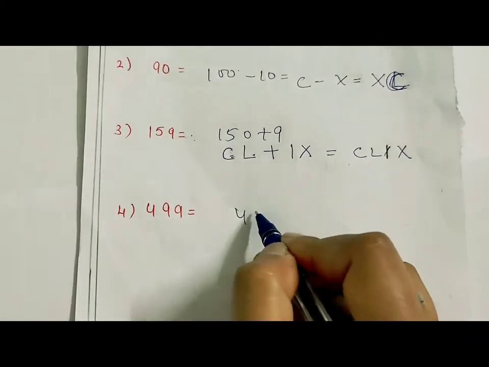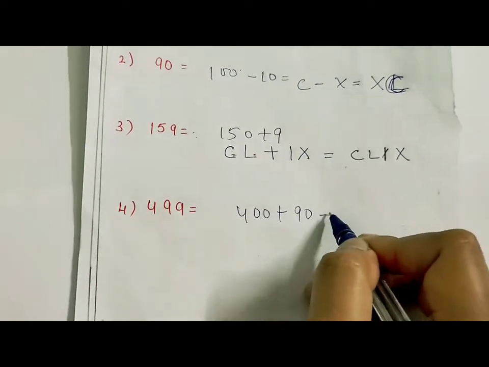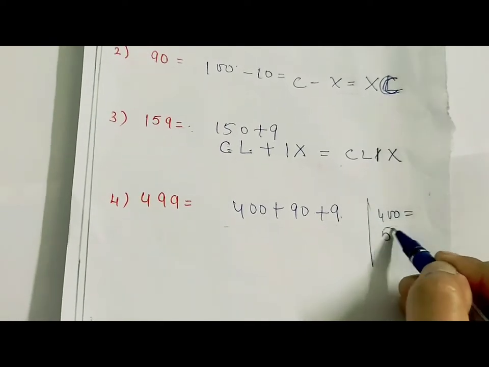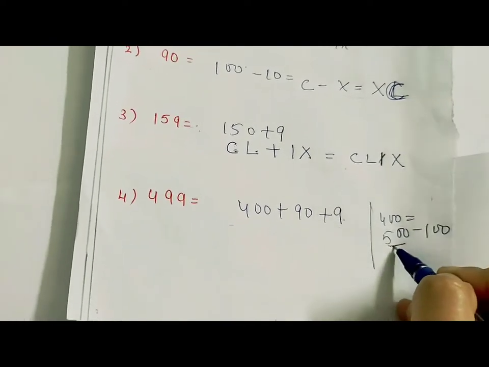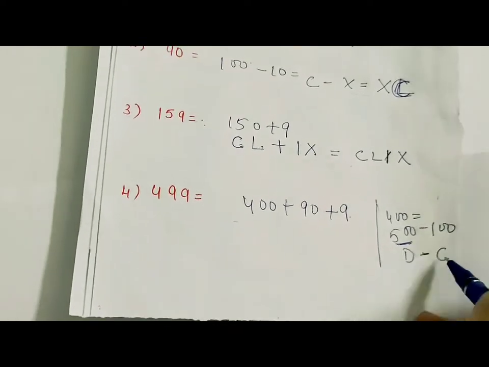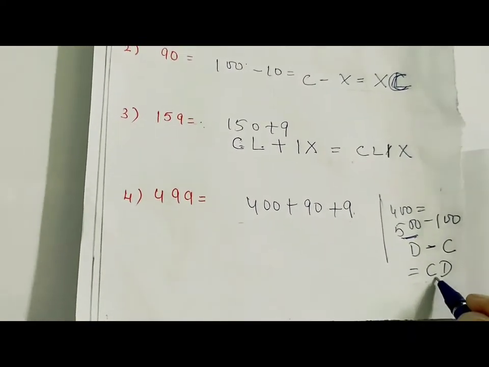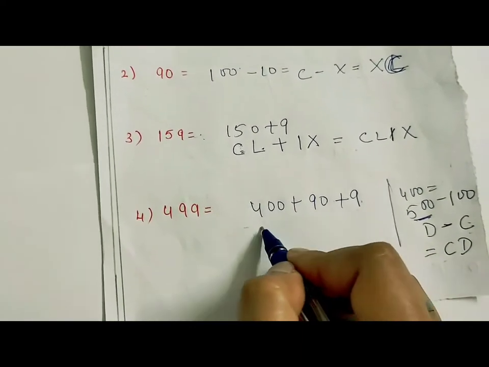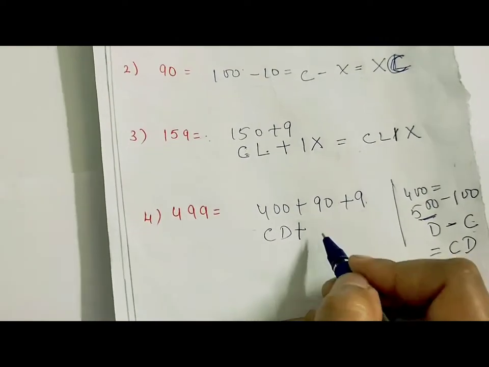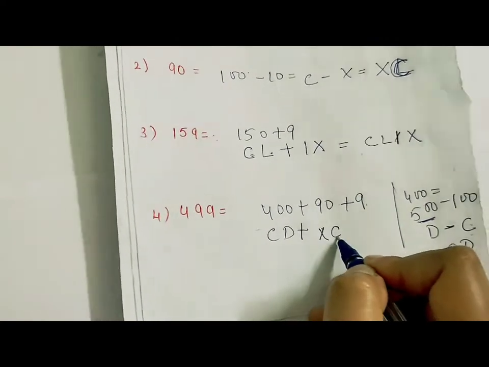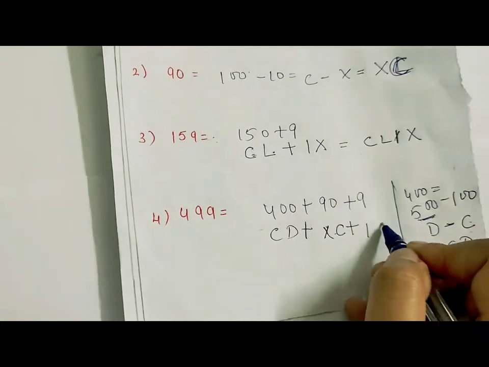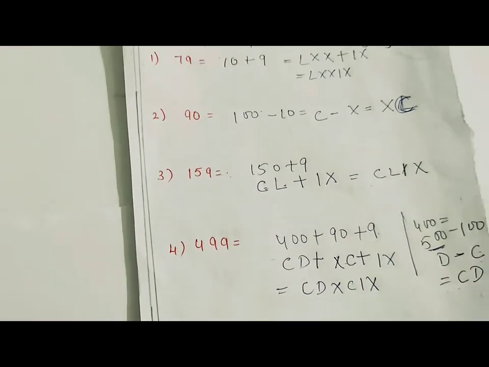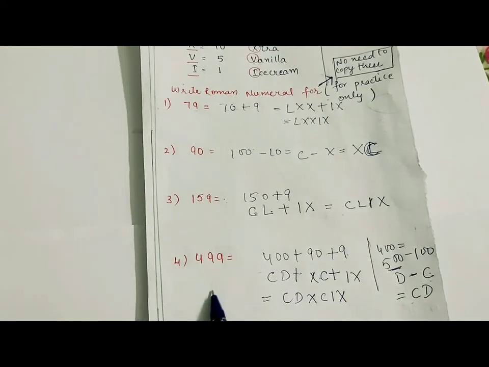499. So 499 is 400 plus 90 plus 9. Before writing this you should know what 400 is. 400 is 500 minus 100, and 500 is D, minus C. So we can write it as CD. While subtracting we have to put the smaller towards the left side. So 400 becomes CD, plus 90 is XC. Again it is subtracting from 100. Plus 9 is IX. So together we can write it as CDXCIX. Students, no need to copy this in your notebooks.